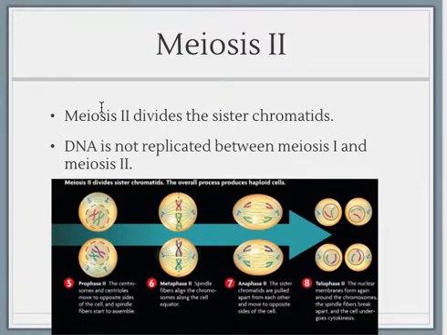Meiosis 2 is going to divide the sister chromatids. DNA is not replicated between the 2. And again, prophase, called prophase 2, metaphase 2, anaphase 2, and then telophase 2. But notice your result is 4 cells that you get out of it. All right, so let's take a look at a little animation. Let's check out this animation real quick.